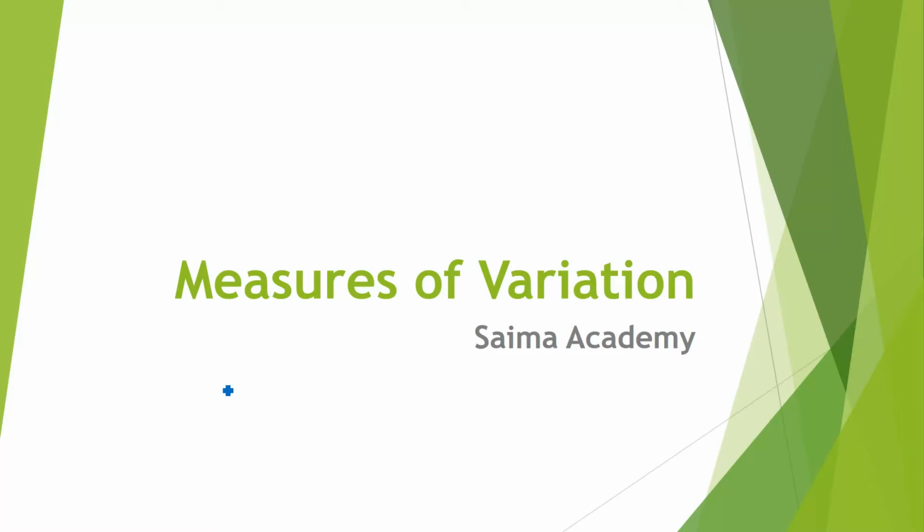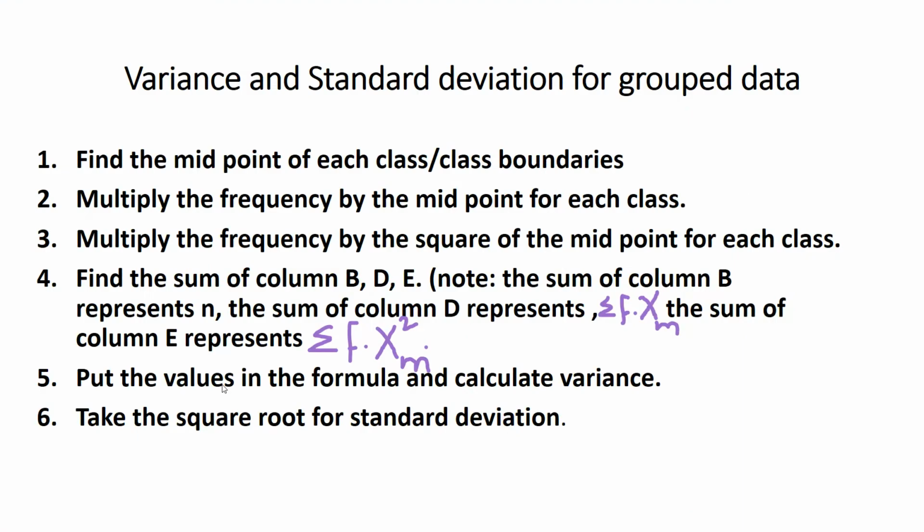This is the last part of measures of variation, and in this lesson I will explain how to calculate the variance and standard deviation for grouped data. These are the 6 points which you have to keep in mind when you calculate the variance and standard deviation for group data. The first point is to find the midpoint.